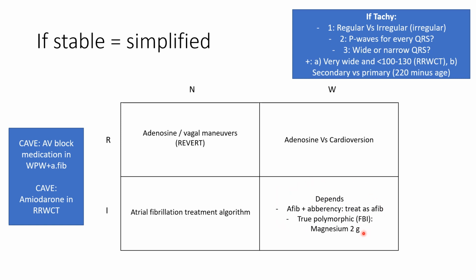If you have an irregular wide complex tachycardia, then it kind of depends on what you think is the reason. If you think it's torsades de pointes, then you can give them magnesium, and it's important that torsades doesn't always look like the classical picture. It's always important to take a new ECG after you've converted them and see whether they have a QTc prolongation, and then treat them. All right.